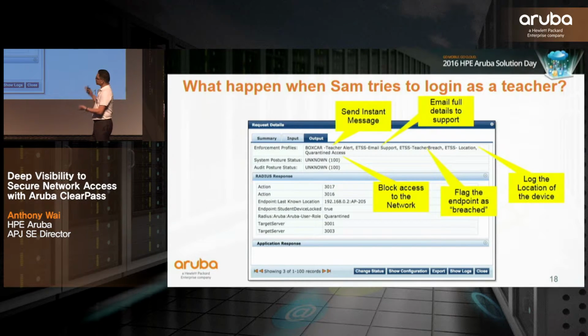So this is a series of enforcement actions that you can do. As soon as you sense that a student is trying to log in as a teacher, you can send out instant messages alerting the teacher himself or the IT department. You can send a full email with details through the API exchange of the partners, giving them details of the device that is trying to hack in as the teacher. Also, we can log the location of the device, where it's trying to connect from, which SSID, where this person is hiding. And you also flag this device as being breached.